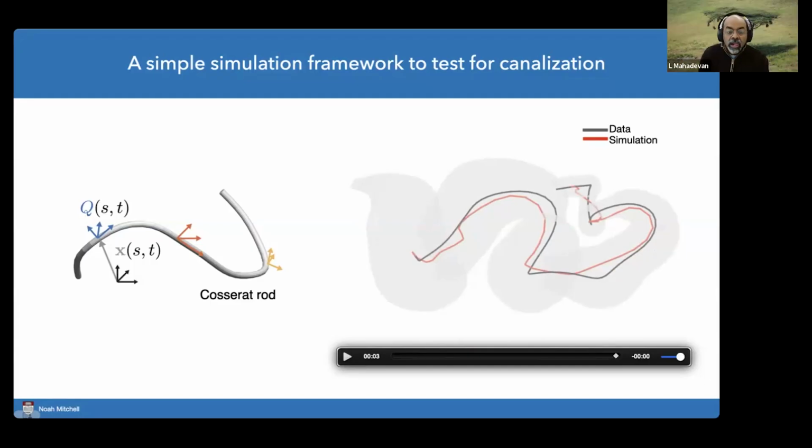Can I ask a question? Yes. So the Cosserat rod has extension, shear, bend, and twist. So there are lots of parameters. And in addition, you have a natural curvature, natural twist, natural shear, natural extension.